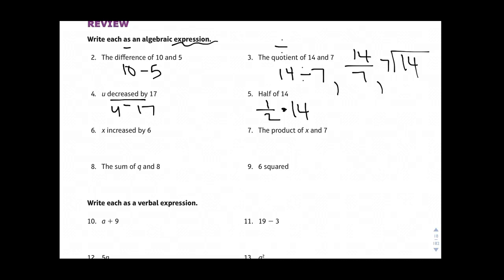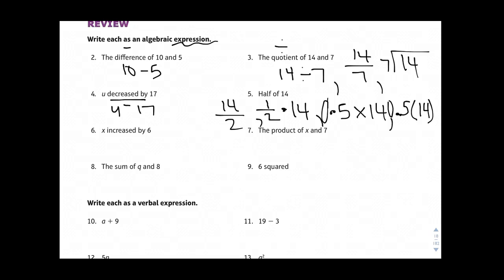Okay, here's another one that we could have represented a bunch of different ways. So I could have represented it with 0.5 times 14. I also could have done 0.5 parenthesis 14. I could have done 14 divided by 2. So there's a lot of different ways that we could have done this. And it's important that you understand there are a lot of different ways you could have written it.